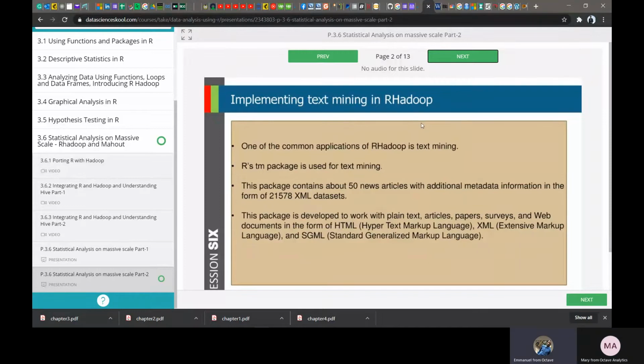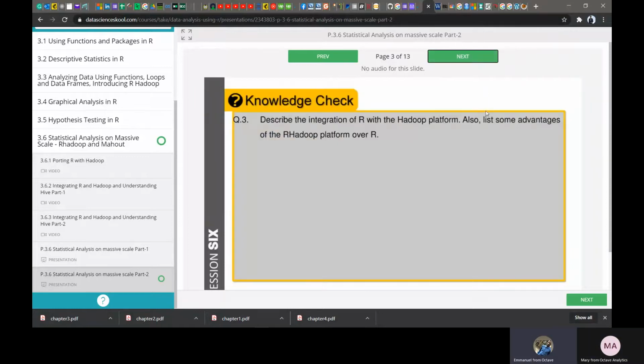So implementing text mining in R, we're going to use the tm package for text mining. You can be asked this question in your certification exam: what's the package used for text mining? The tm package.